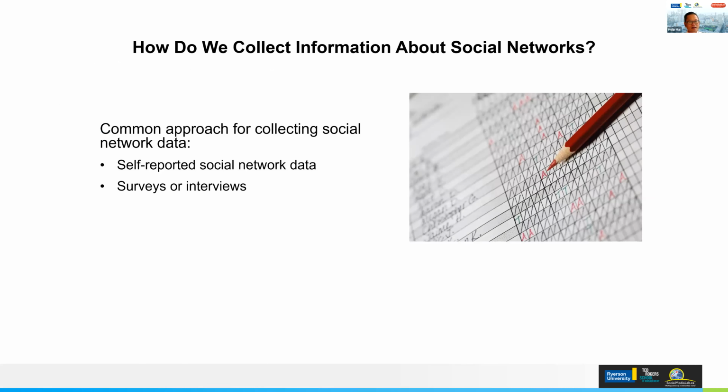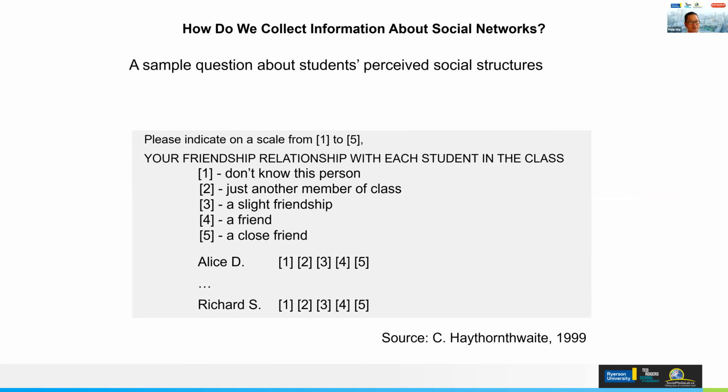So how do we normally collect information about social networks? The most common approach for collecting social network data is self-reported social network data, or surveys and interviews. Here's an example of a sample question.